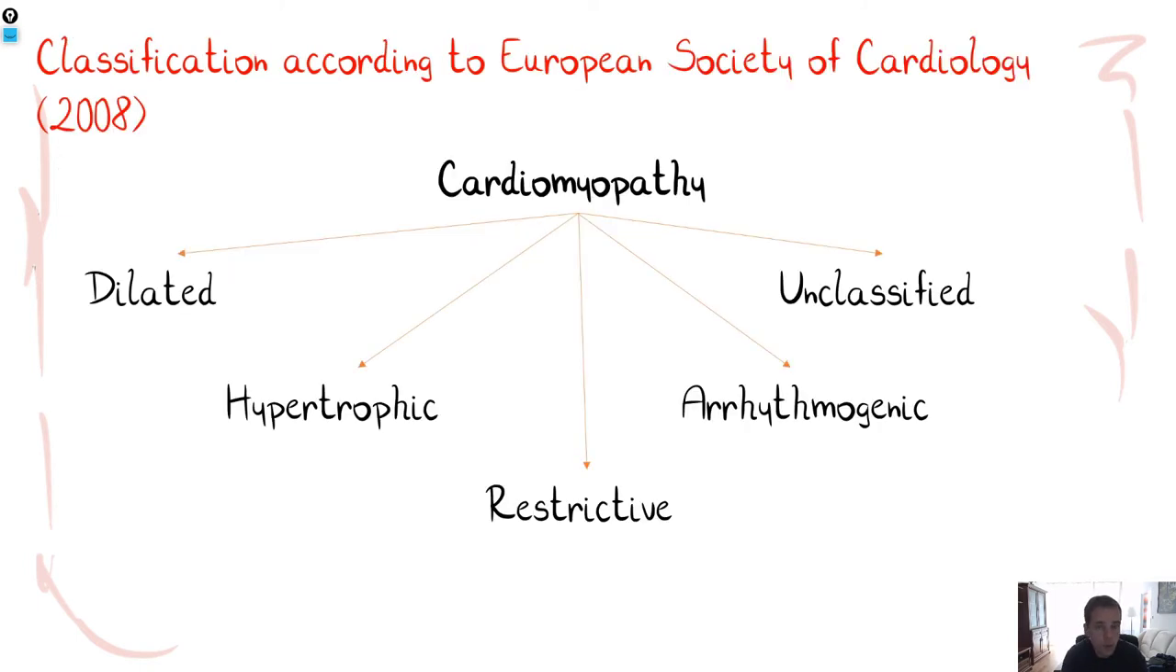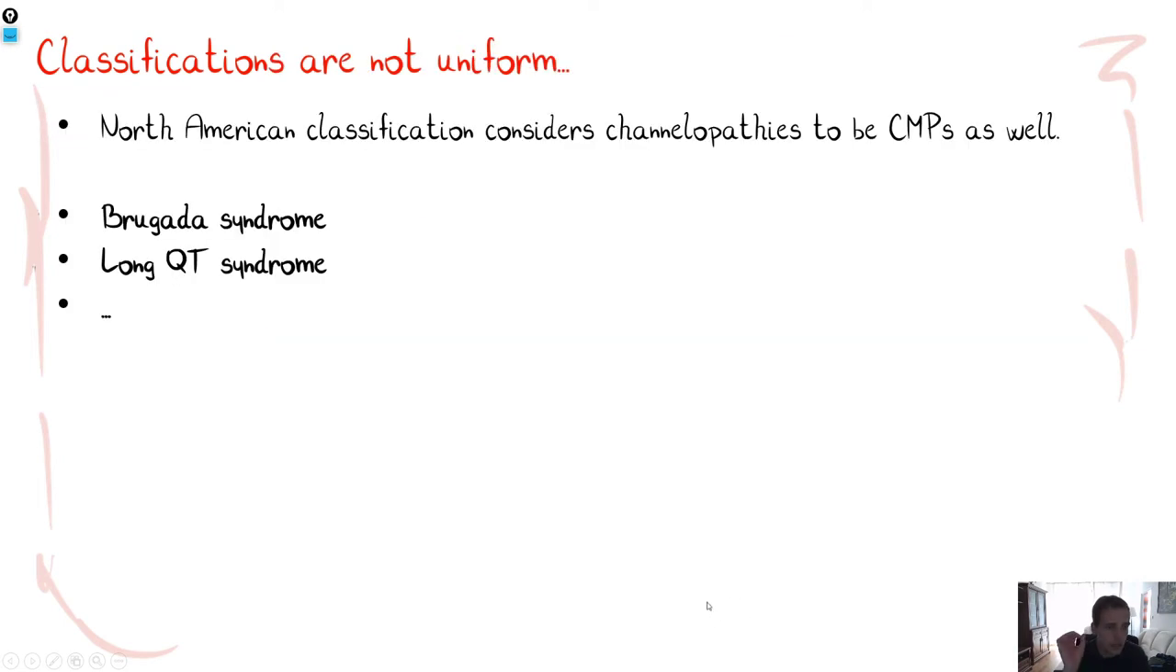The same goes for classification. This is not the only classification. You will encounter several classifications, and this is the European one. This is the classification according to the European Society of Cardiology from 2008. According to this classification, we classify cardiomyopathy as dilated, hypertrophic, restrictive, arrhythmogenic, and unclassified. But as I said, the classifications are not uniform.